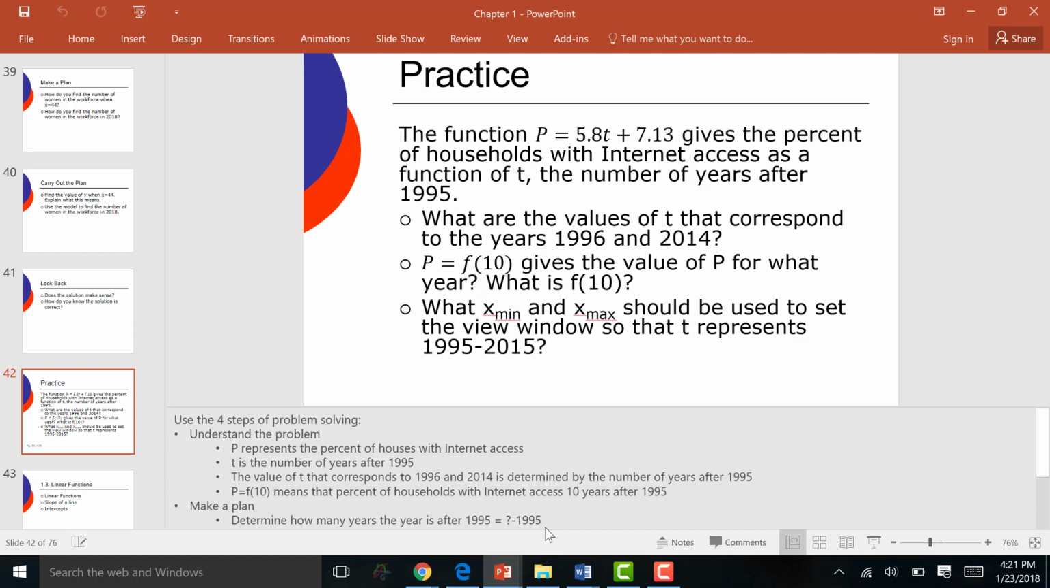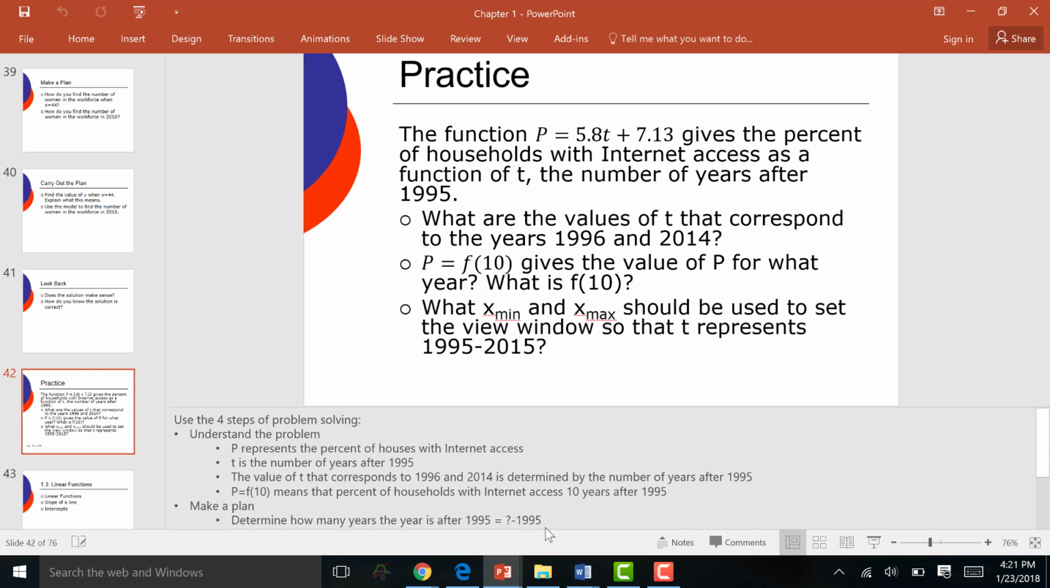Did you get what we just did? They just want to make sure you understand how to figure out what T is. So if they say 1996, T is 1. For 2014, what would T have to be? What do you have to do to figure out what T is? Subtract what 2 numbers? 1995 from 2014. So you're going to do 2014 minus 1995. Somebody do the math.